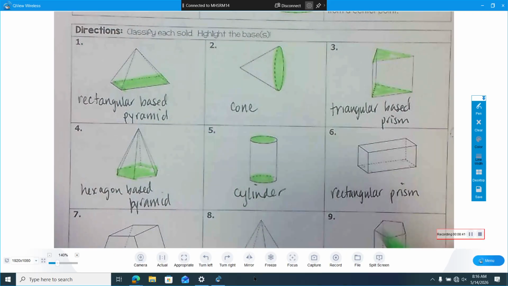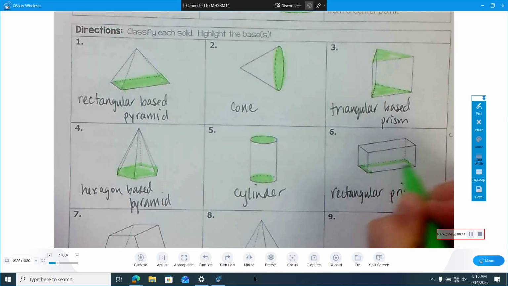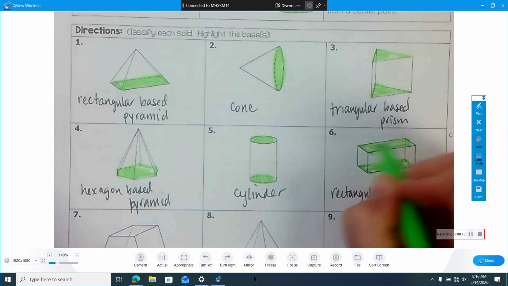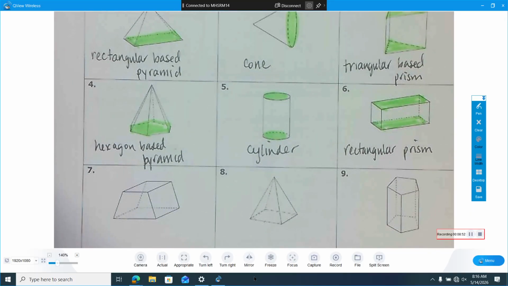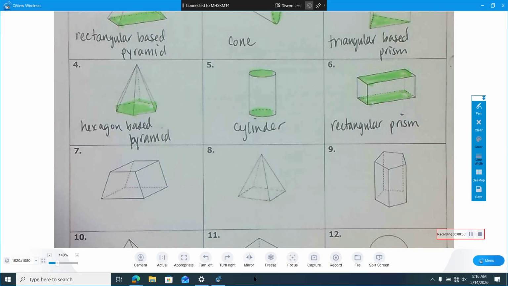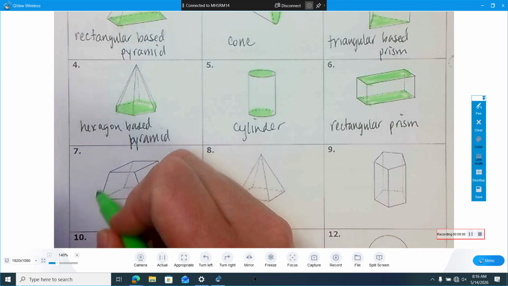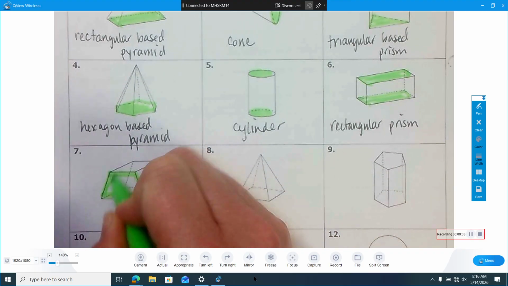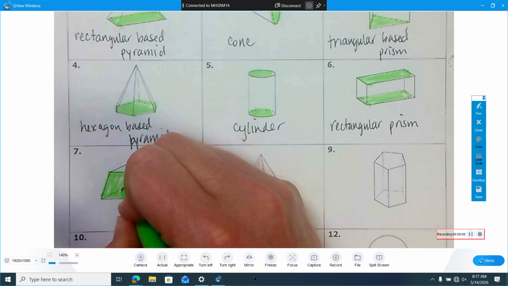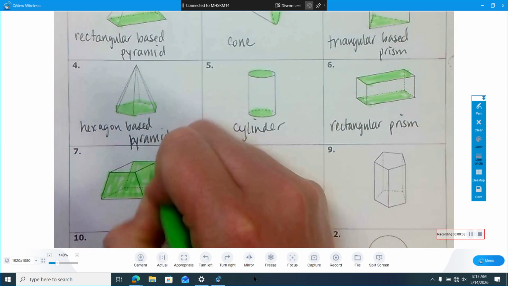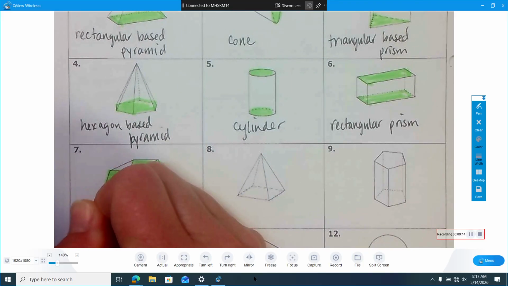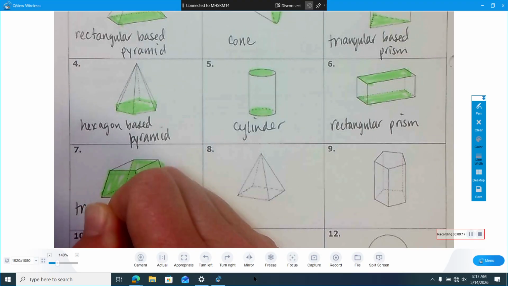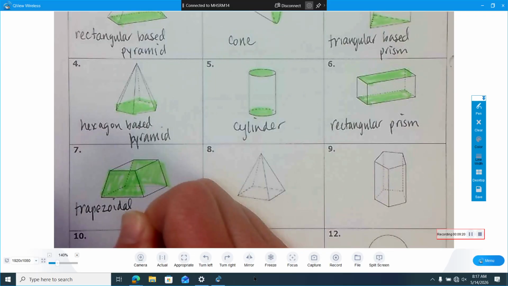It is a rectangular prism, and we can pick whatever bases we want. So I'm just going to use the top and the bottom because they're convenient. Number 7. Trapezoidal prism, yes. Yeah, the 2 congruent bases are in front and back this time. So we have that trapezoid in front and the trapezoid in back. And so you could say trapezoid-based prism or trapezoidal prism. All right.